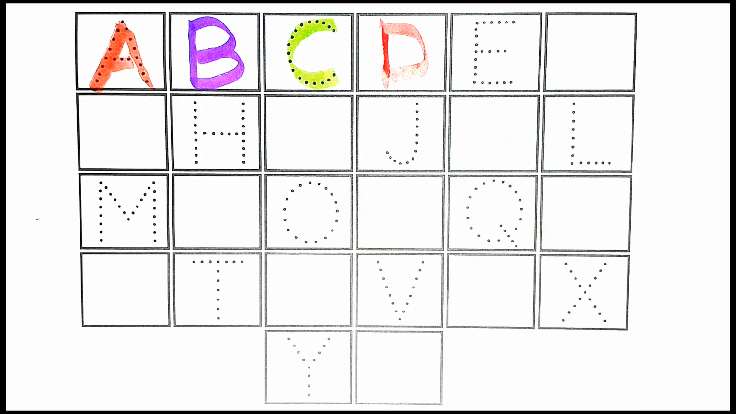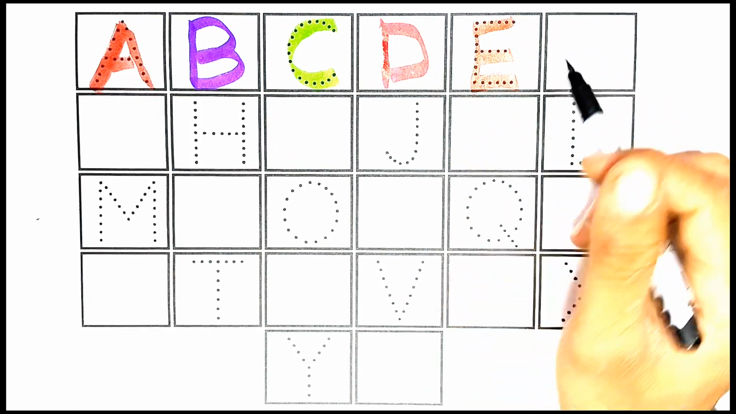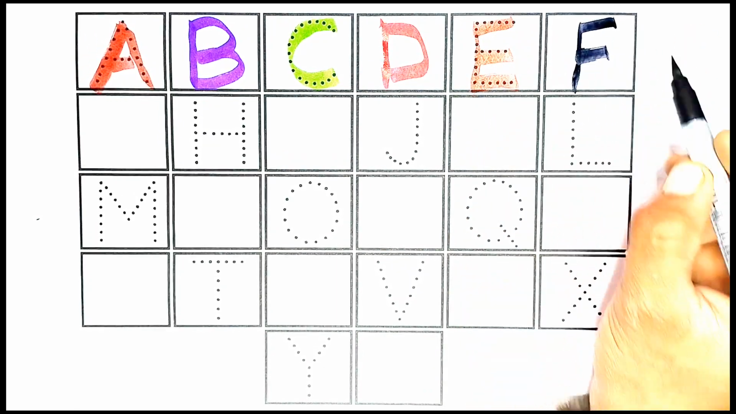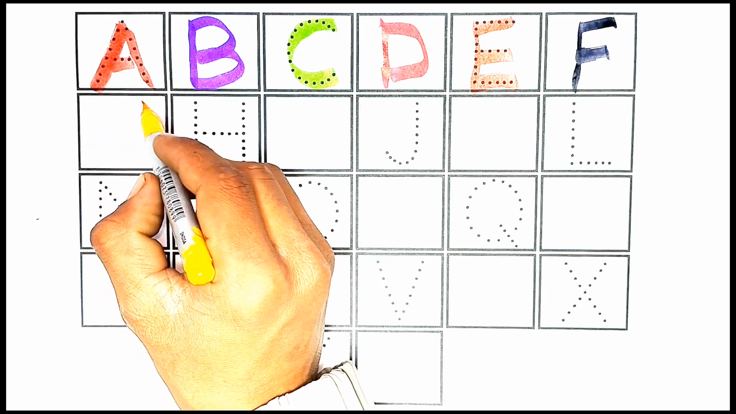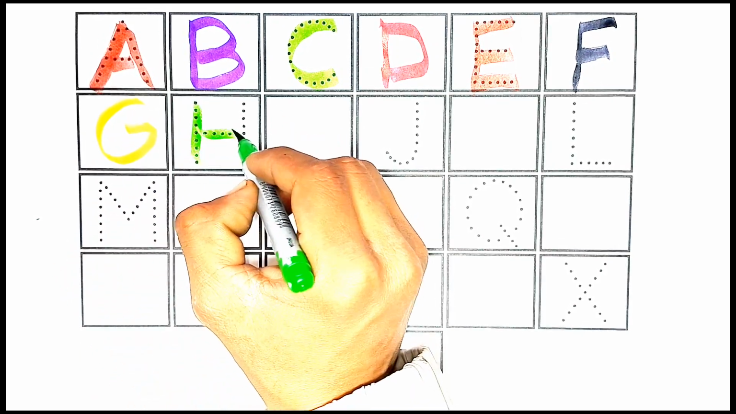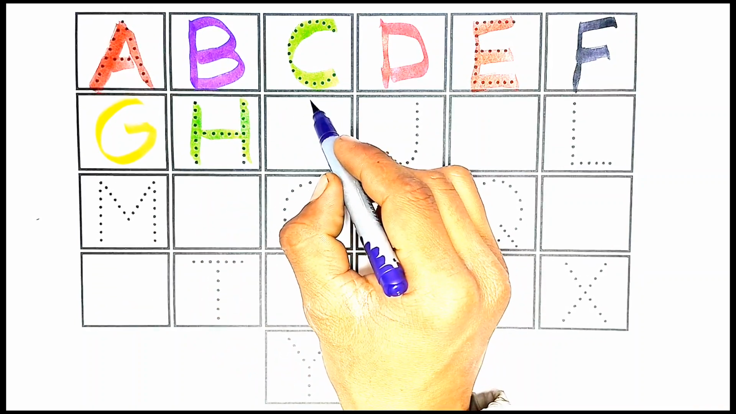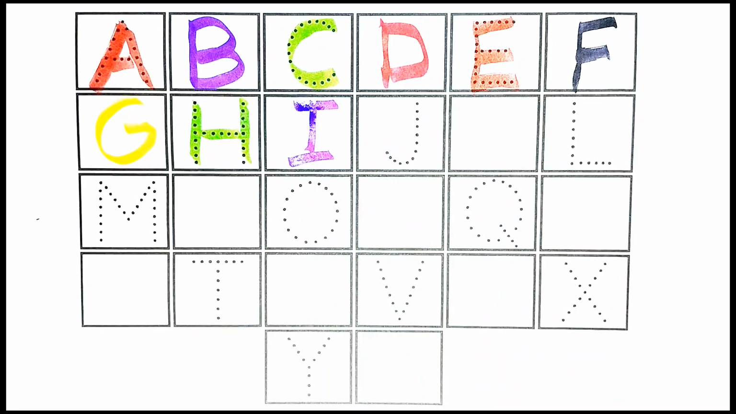D for dog. E for elephant. F for fish. G for grapes. H for horse. I for ice cream.